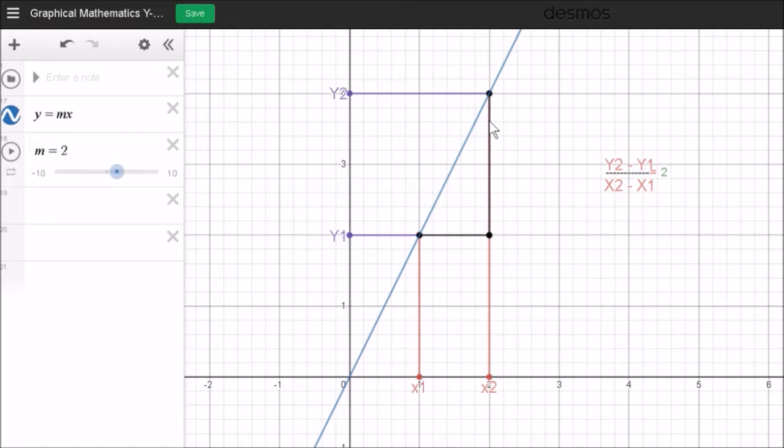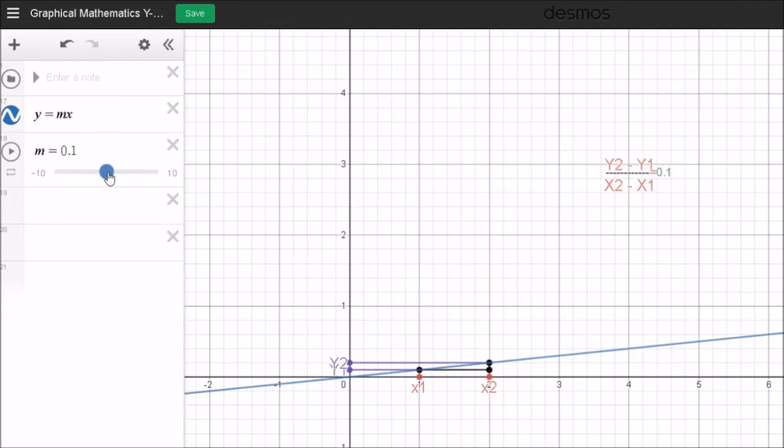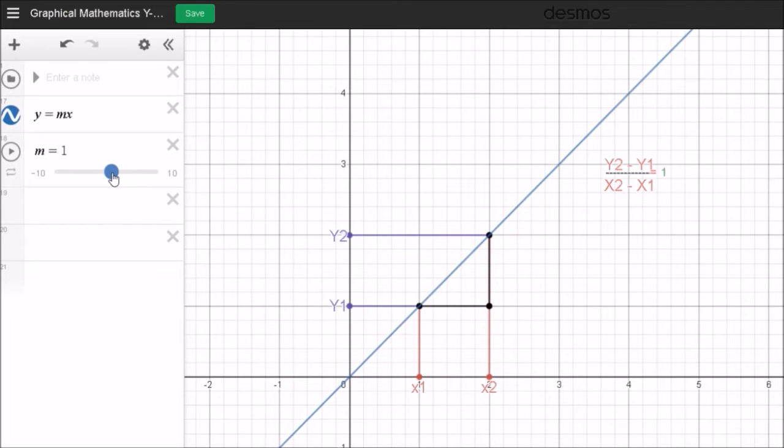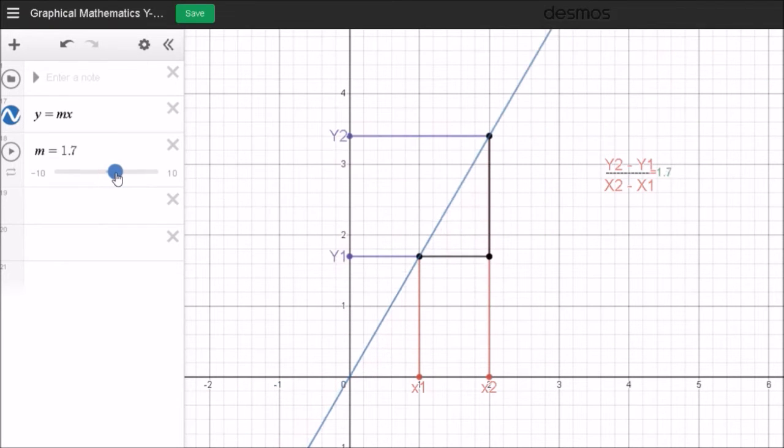So we've got an equation here that will give us the gradient, and the equation for the gradient is going to be the rise divided by the run, which is y2 minus y1 divided by x2 minus x1. And in this instance we can see it's going to be 2 divided by 1, and you can change this slider here and check to see how the gradient changes.